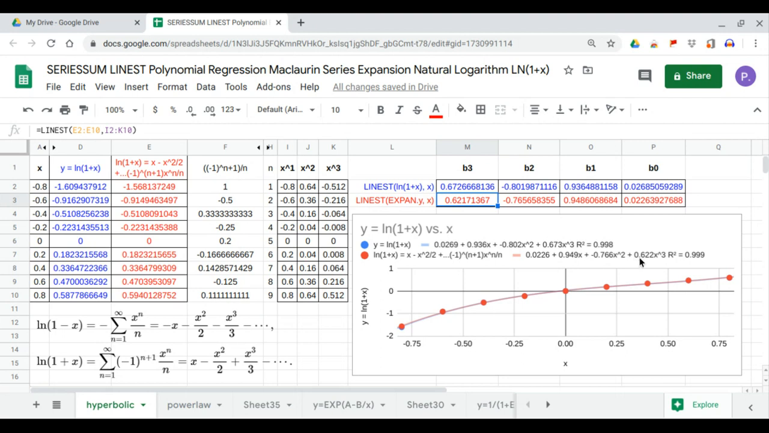This completes the use of SERIESSUM and LINEST in the polynomial regression of the natural logarithm ln(1 + x) in the Maclaurin series expansion.